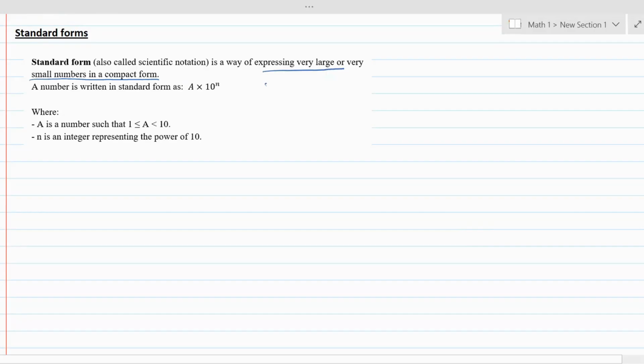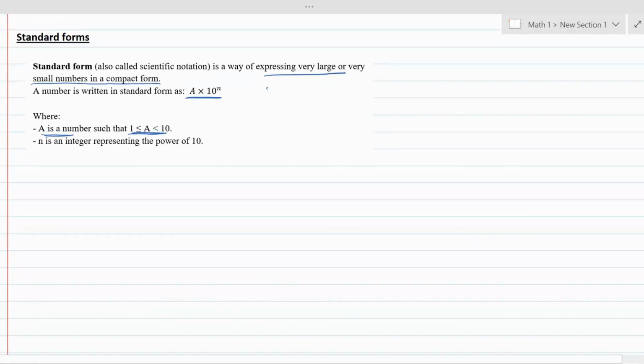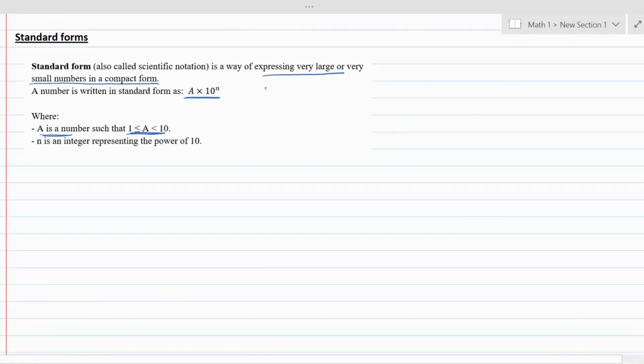And what is the form to be maintained? The form to be maintained is this: a into 10 raised to the power n. And the condition is that this a is a number, and it has to be between 1 and 10. It's a must condition to be followed for the standard form. This a has to be between 1 and 10. And then this n is an integer, and n represents the power of 10.